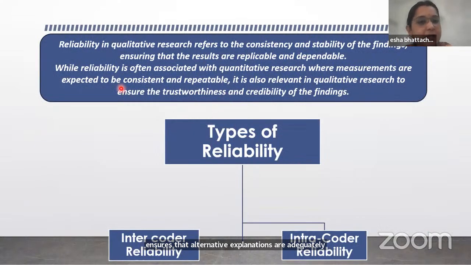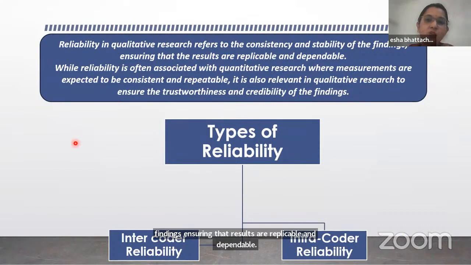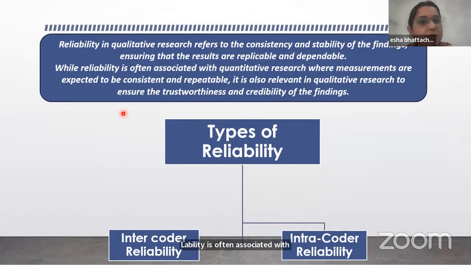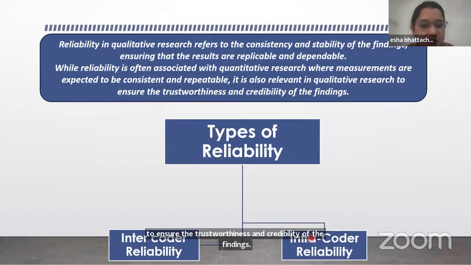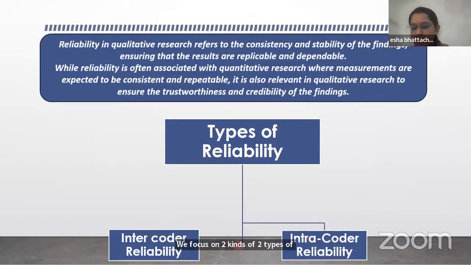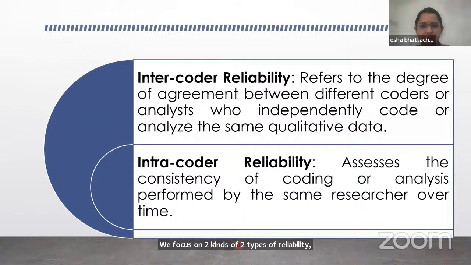Coming to reliability, in qualitative research it refers to the consistency and stability of the findings, ensuring that results are replicable and dependable. While reliability is often associated with quantitative research, where measurements are expected to be consistent and repeatable, it is also relevant in qualitative research to ensure the trustworthiness and credibility of the findings. We focus on two types of reliability: inter-coder reliability and intra-coder reliability.